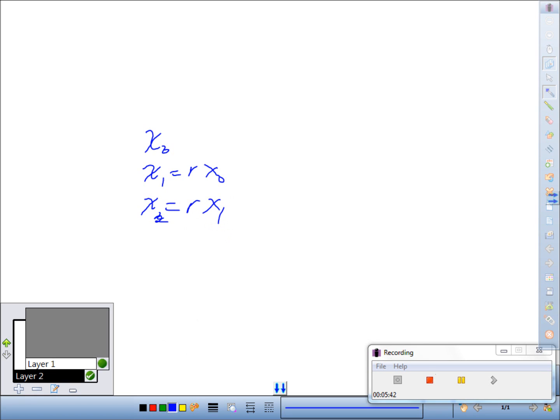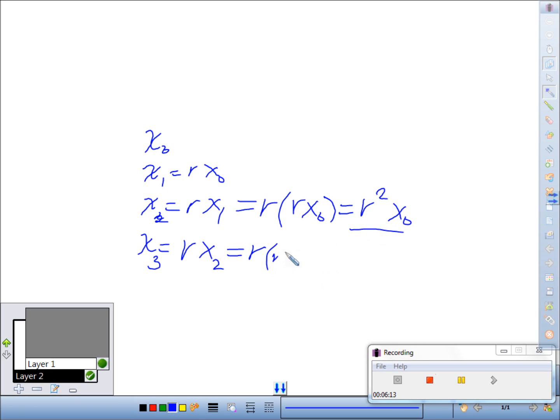Okay, so in the second generation, it's r times the population in the first generation. The population in the first generation is r x of 0, right? So I just simplify now. r times r is r squared times x of 0. Okay. Now we go to the third generation. In the third generation, I'm r times the population in the second generation. Well, the second generation can be expressed by r squared x naught. Well, simplification, r times r squared is r cubed.